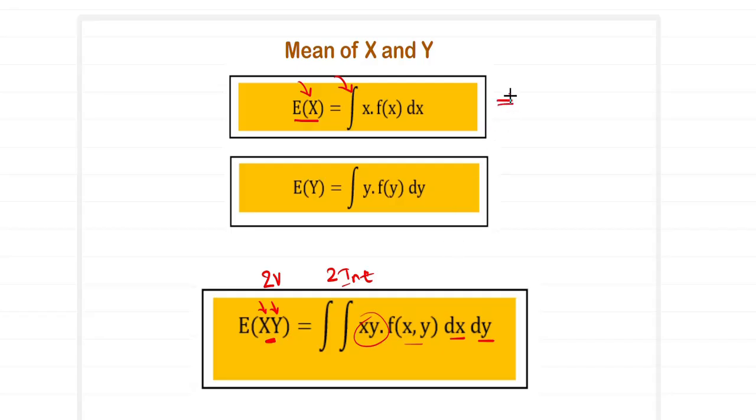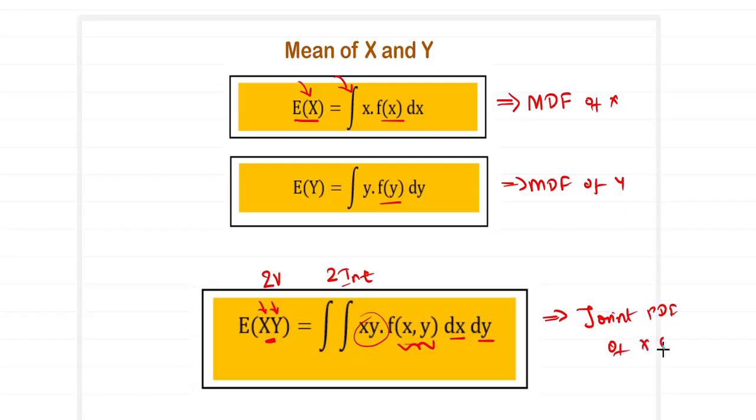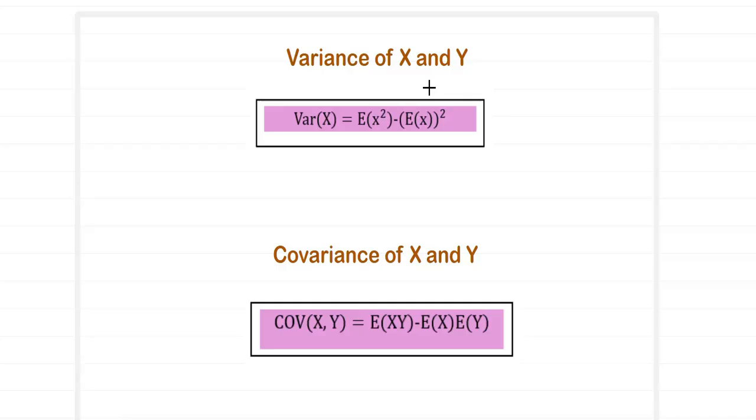In the one-dimensional case, we use the marginal density function of x and the marginal density function of y, that is our fx and fy. But when it comes to two dimensions, we make use of the joint PDF of x and y. Now, using this mean, we will be able to define the next quantity called variance. For a one-dimensional random variable, we define the variance of x as e of x square minus e of x the whole square. Now, in a similar fashion, what will be the variance of y?